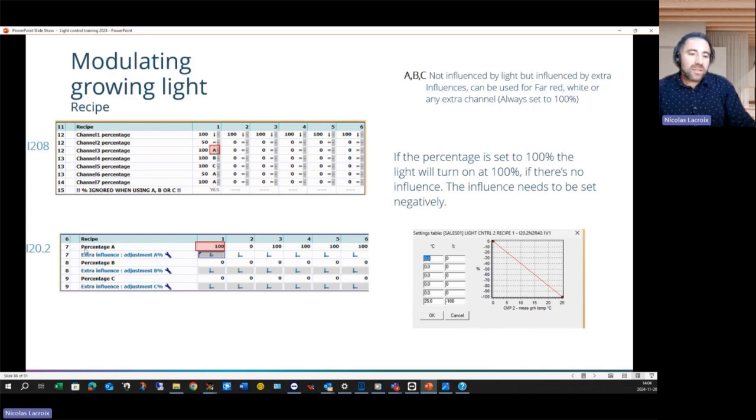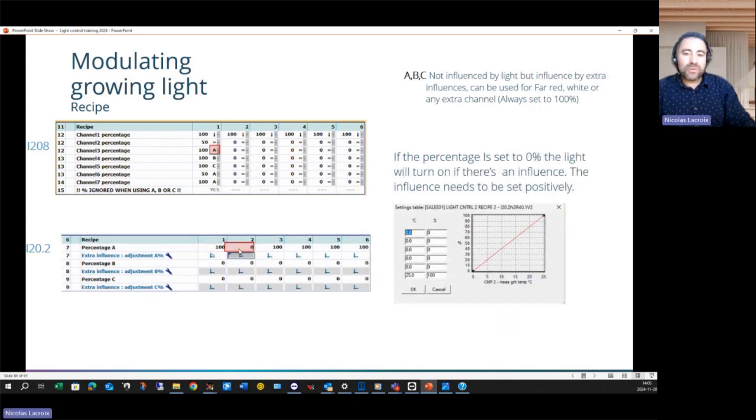Okay. So in Hoogendoorn 20.2, how it works. I have linked an extra influence to my channel A, which is my greenhouse temperature now. So I set my percentage to 100 here. That's my starting point. If I'm set at 100%, the light will turn on at 100% if there's no influence. The influence needs to be set negatively. That's really important. If you want to dim, you need to remove some light intensity based on your influence here.